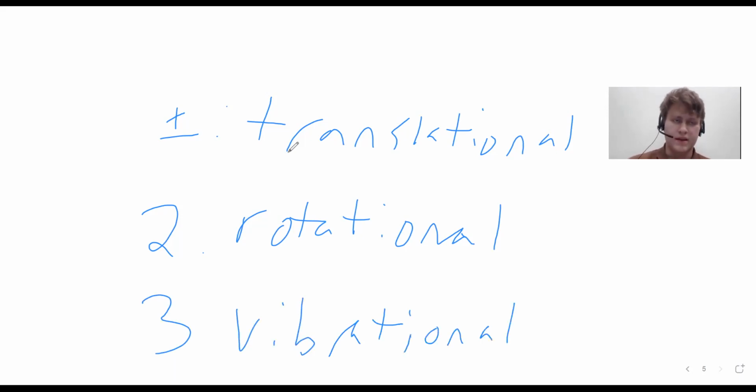And then number 3 would be vibrational. This is like a spring that's bouncing back and forth like this. We don't really have to think about this too much in this example, I don't think.